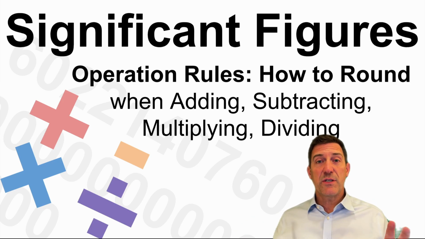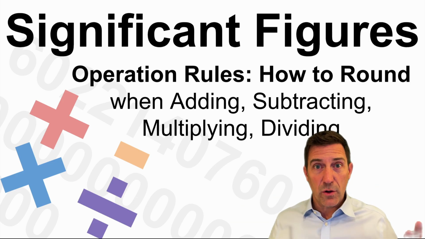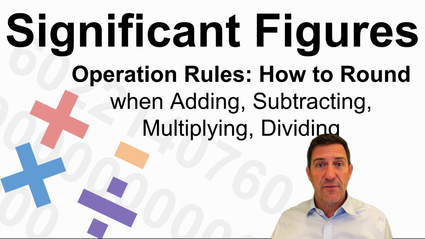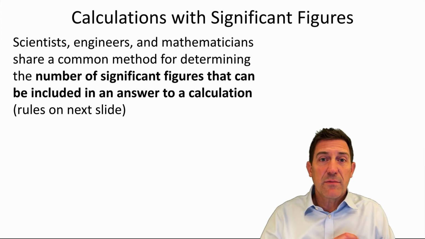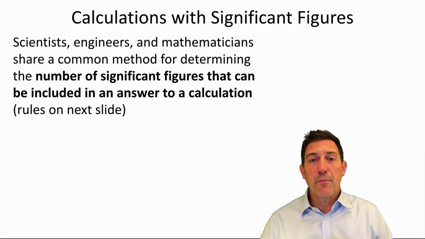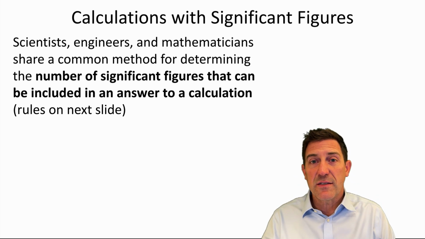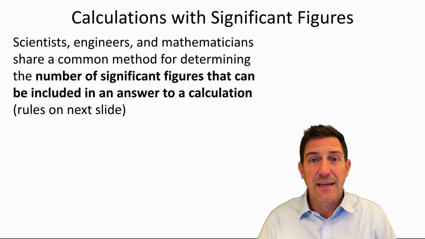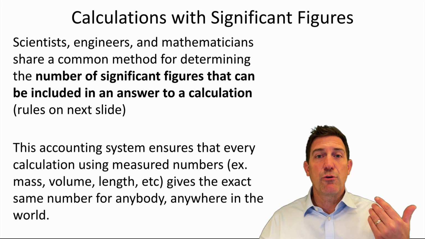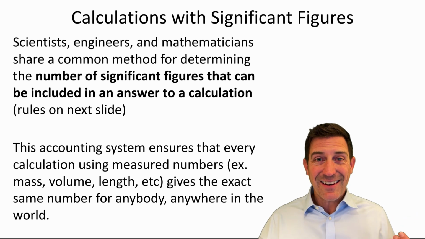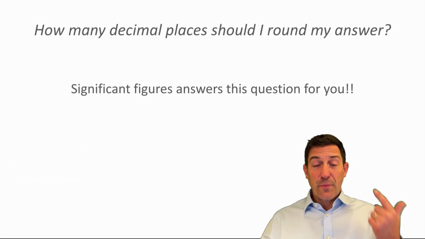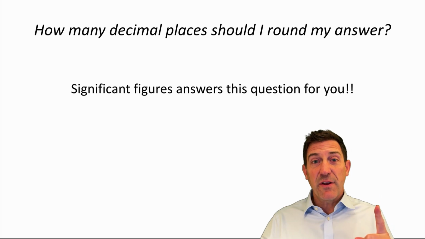If everybody follows these steps everywhere in the whole wide world, then everybody gets to the same answer every time they're doing a calculation. And so here's my explanation. Scientists, engineers, and people all over the world use this concept so that they can get to the same answer. So they can also show the precision of the measurements that they used to get to their answer.